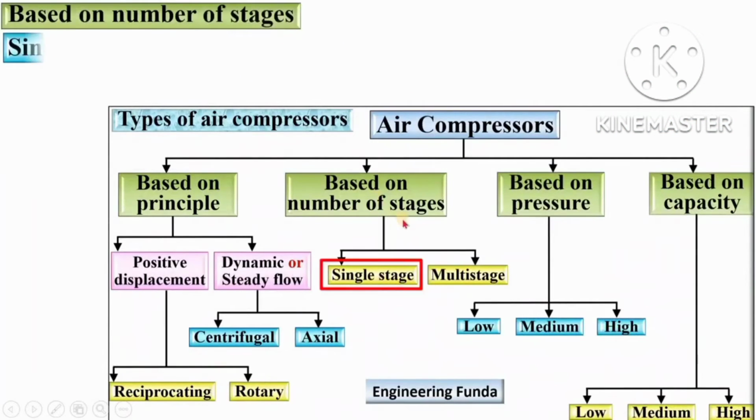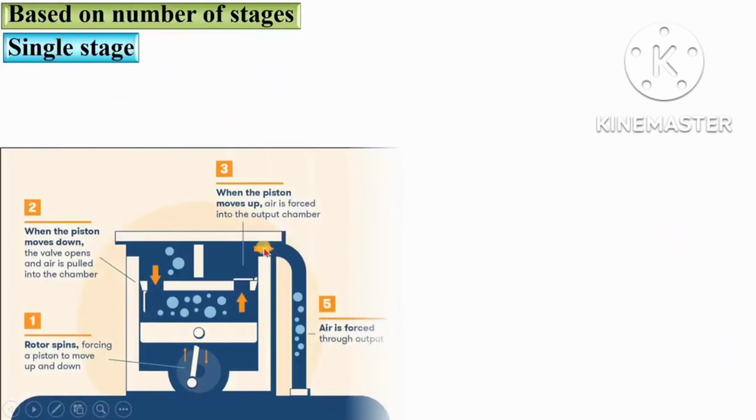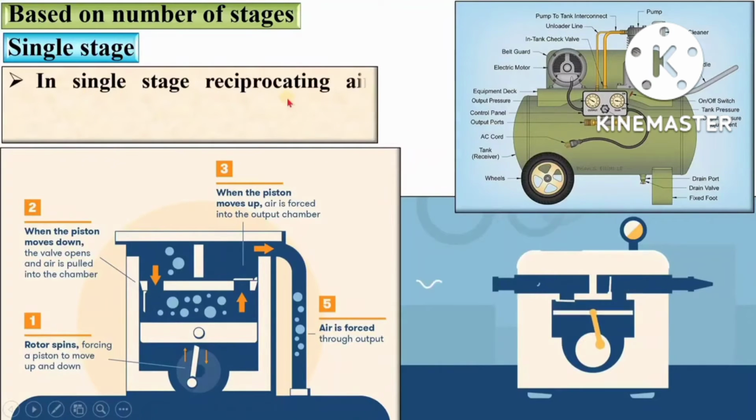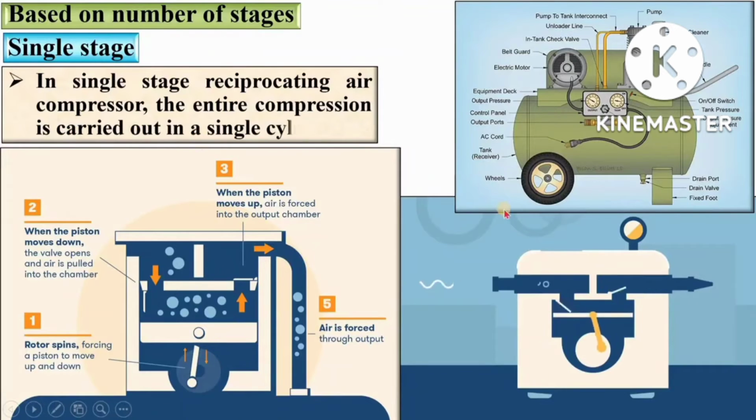Next, based on number of stages, single stage compressor. In single stage reciprocating air compressor, the entire compression is carried out in a single cylinder. Here you can see in this figure. Here also you can see the entire compression process is carried out in a single cylinder. This is a single stage air compressor.